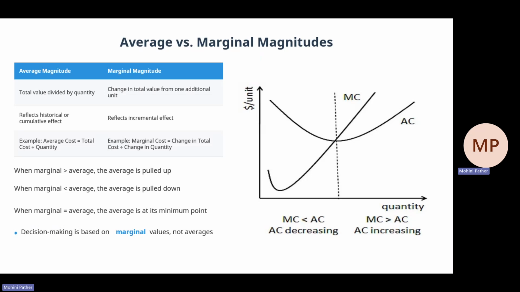So when the marginal is greater than the average, the average is being pulled up. And when your marginal is less than your average, the average is being pulled down. This is very much the same with your utility. So when the marginal utility goes negative or 0, you will start to experience an average drop, okay, in overall quality.